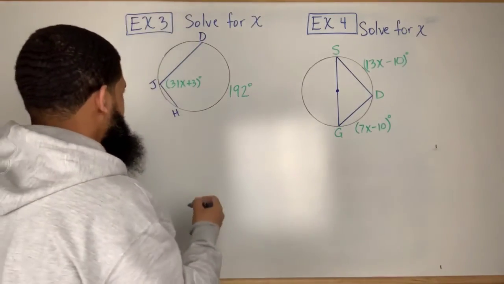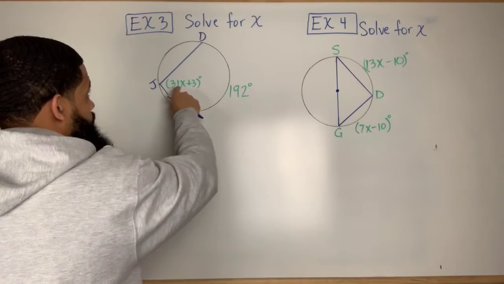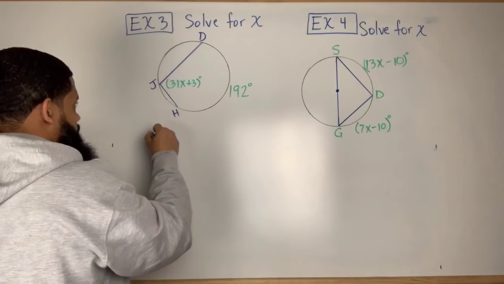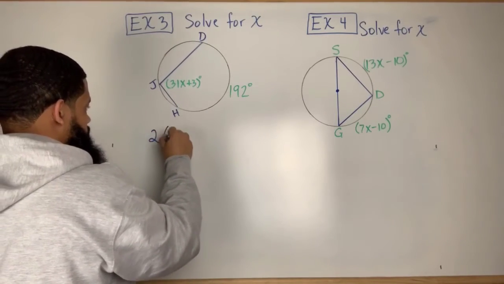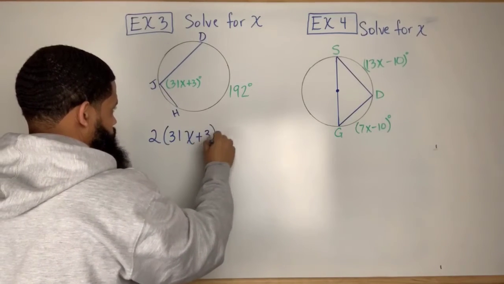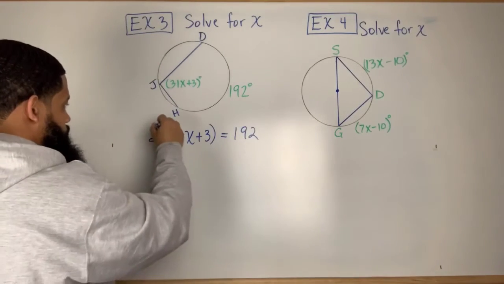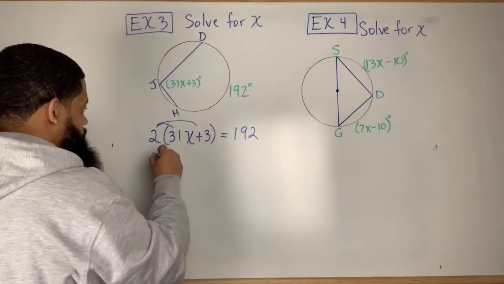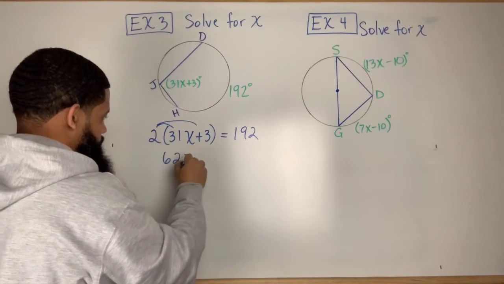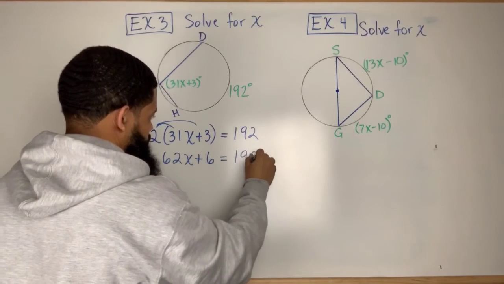So our equation here is, if I take 2 times this measure of angle DJH, I'll get 192 degrees. So our equation is 2 times 31x plus 3, or tree, equals 192. So we're simply going to use the distributive property. We're going to say 2 times 31x, which is 62x, plus 2 times 3 is 6, equals 192.